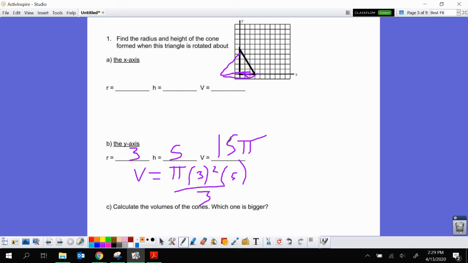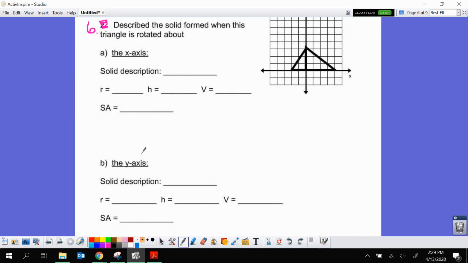Okay, when we get those volumes, which one was bigger? The x-axis one was bigger. It's kind of bizarre. You think they should be the same, and they're not. Okay, we got a few more to go.